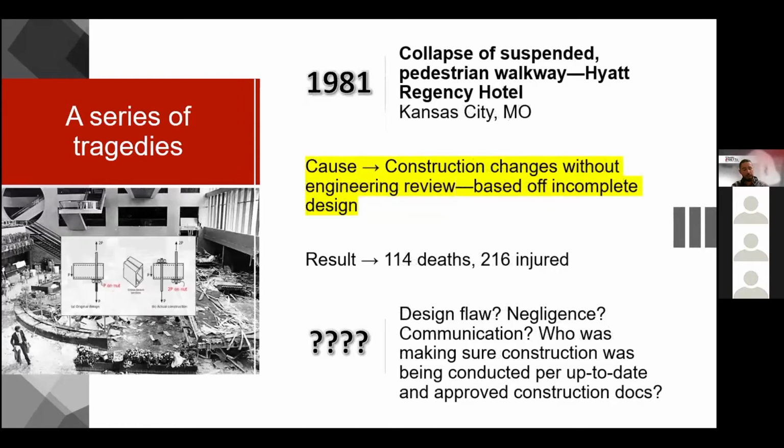Probably the biggest one, in 1981, a suspended pedestrian bridge fell at a hotel in Missouri. The cause was construction changes without engineering review, based off of an incomplete design and a little bit of a cowboy contractor trying to do things on his own, and that resulted in 114 deaths. Was that a design flaw? Was that negligence? Was that communication? But who was making sure that construction was being conducted per up-to-date and approved construction documents? And essentially, this is where special inspections came from.